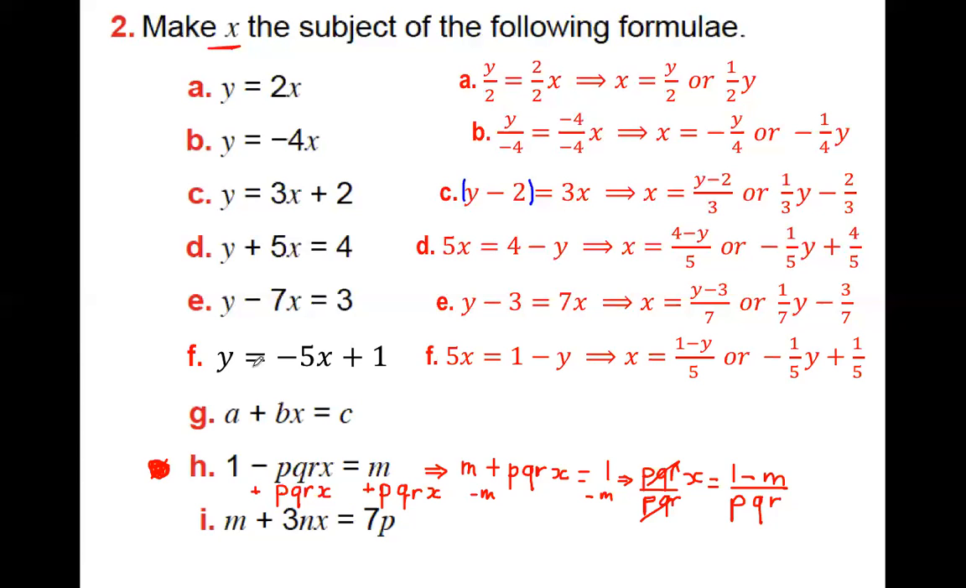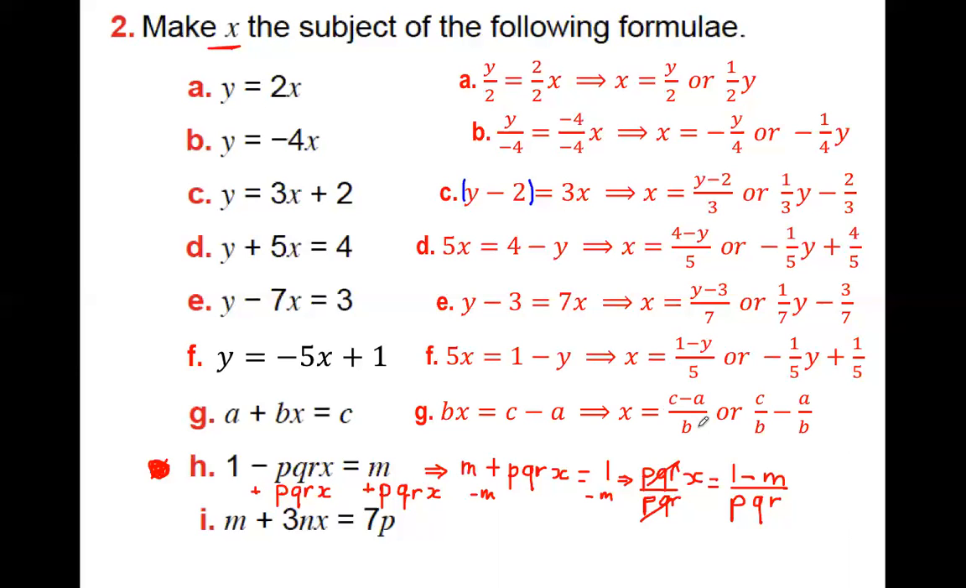Okay. Then after that, it's just dealing with letters. So I just get rid of the a, taking away a. So just treat a letter as if it was a number. In this case, we've got bx equals c minus a, and then we divide by b on both sides. Then you get your c minus a over b.